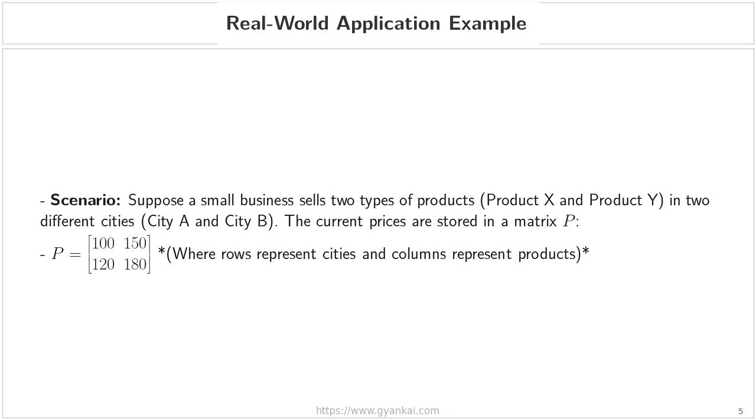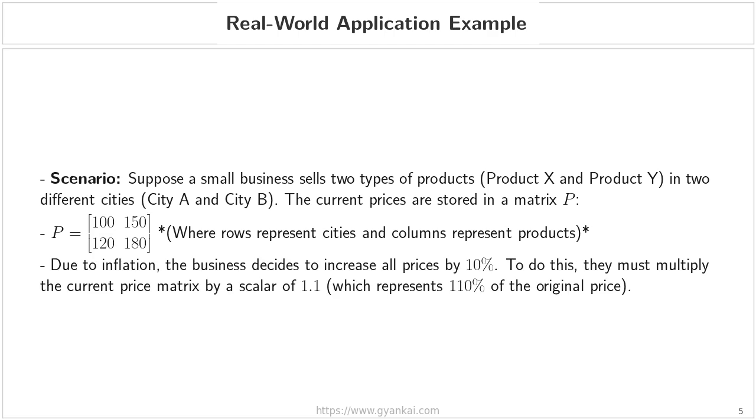Real-world application example. Imagine a small business that sells 2 different products, product X and product Y, across 2 different cities, City A and City B. To keep track of the pricing, the business stores the current prices in a matrix, which we will call matrix P. Matrix P is a 2x2 matrix. In this matrix, the rows represent the cities and the columns represent the products. The first row contains the prices for City A, which are 100 and 150. The second row contains the prices for City B, which are 120 and 180.